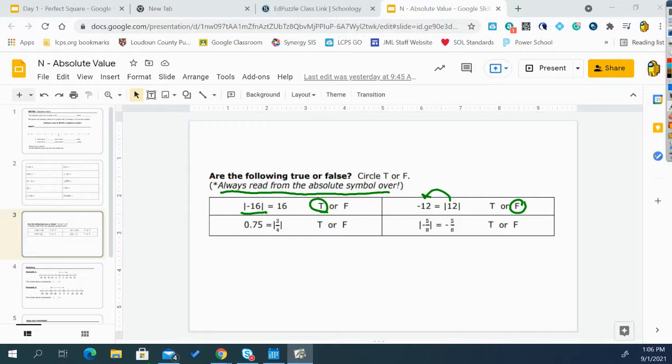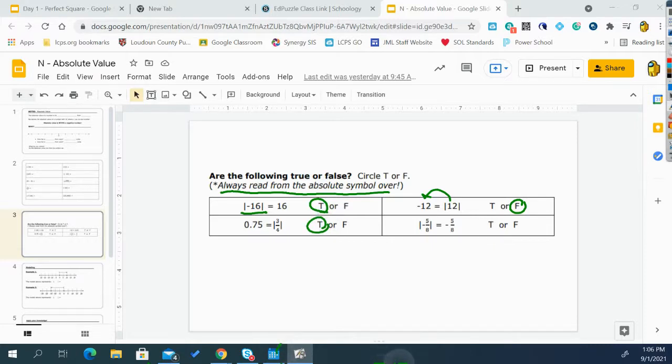Our next problem is a decimal, so I'll do this one with you. It says 0.75 is equal to the absolute value of 3/4. Well, they're both positive, so it meets that requirement. But what you have to ask yourself is, is 3/4 equal to 0.75? Now, if you remember, 3/4 is in fact equal to 0.75. And if we went and did our long division right now, you would get 0.75 as your decimal. So let's circle true for that one. We'll work more in fractions as this year goes on.